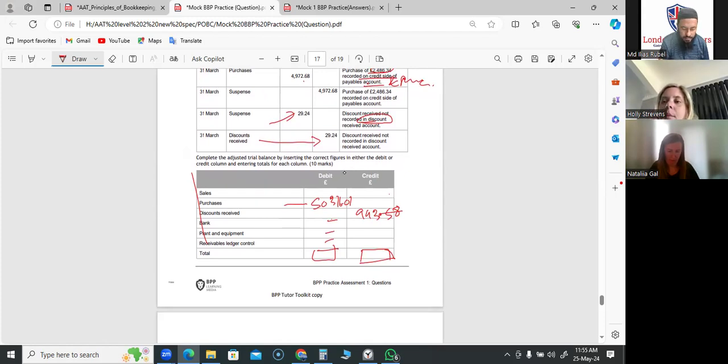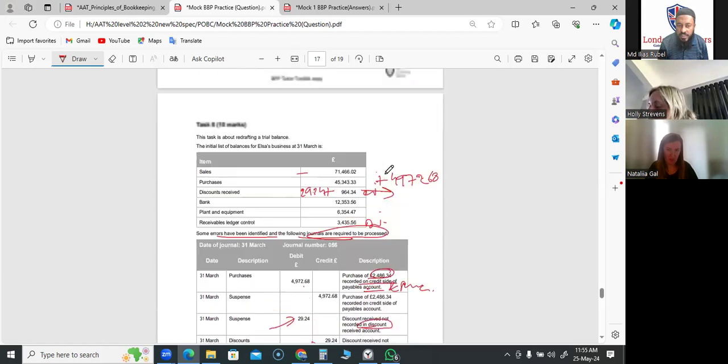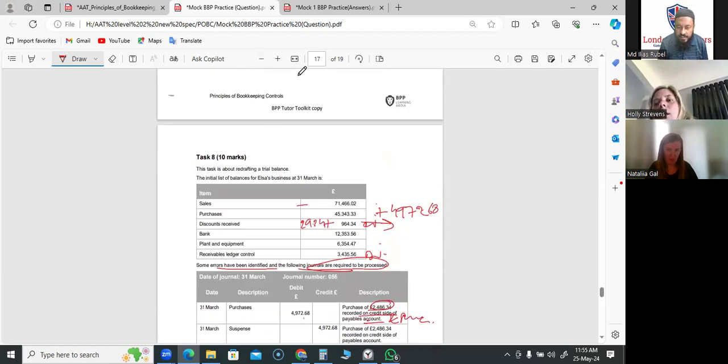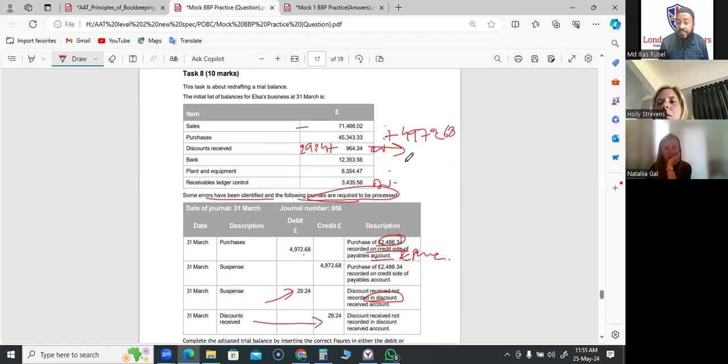How do you know what side the bank goes on? Bank is as it is. It should be 12353.56. No changes because this is the new question, you see. So how do you know if that's a debit or a credit? Because they never told us it's credit unless they tell us. They could have told us bank's OD. If they tell us bank OD, then this is credit. So this is not credit at all because that's bank balance. Okay. That should be on the debit side.